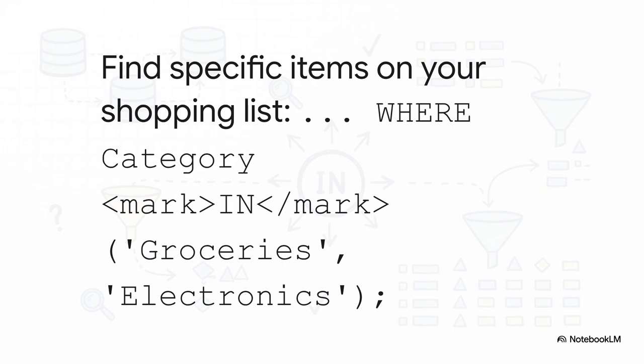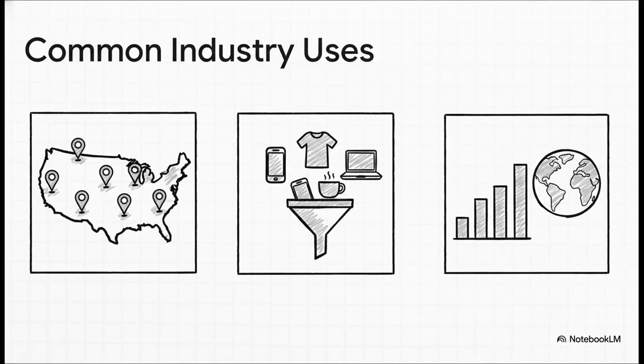Let's say you have a digital shopping list and you've organized it by category. If you just want to see what's in your groceries and electronics lists, you could write a super simple query just like this one. It's a perfect everyday use of the IN operator to filter your own data. Now let's scale that way up.